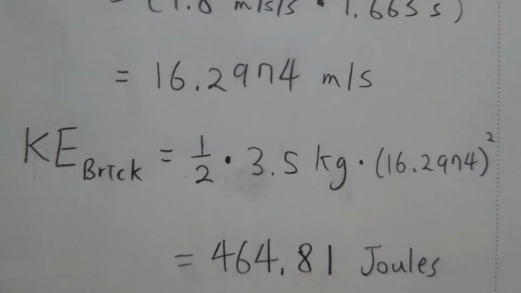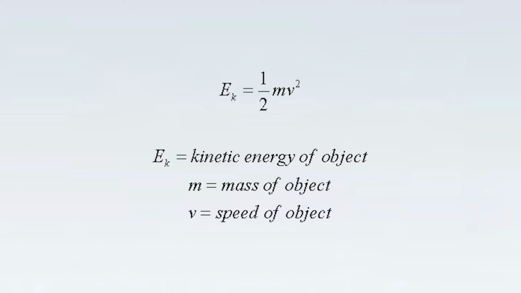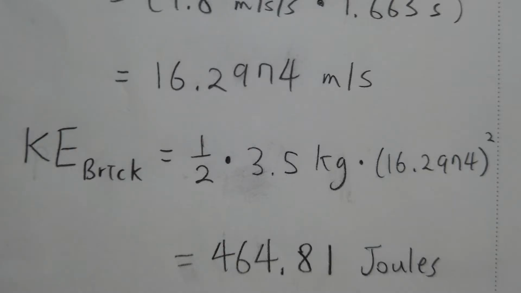The kinetic energy of the brick as it makes contact with Marv is 1/2 times mass times instantaneous velocity squared. The mass of the brick is approximately 3.5 kilograms. Thus, the kinetic energy is about 464.81 joules. This amount is enough to get Marv killed.